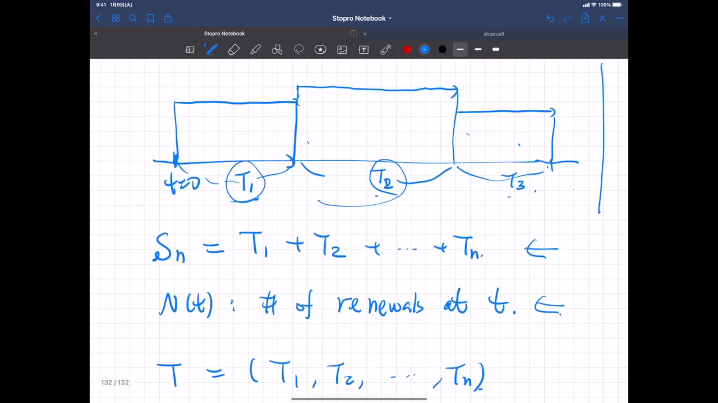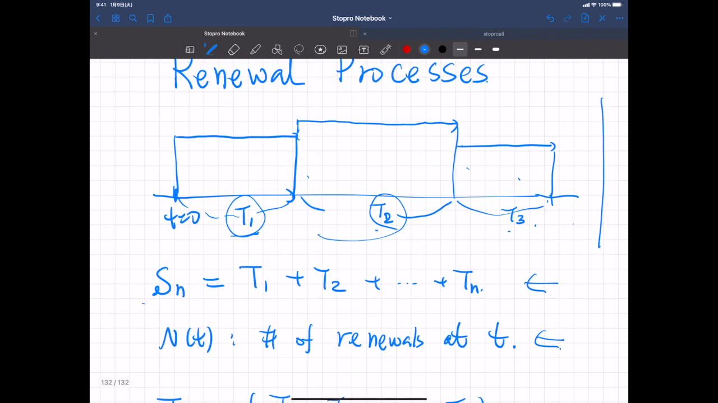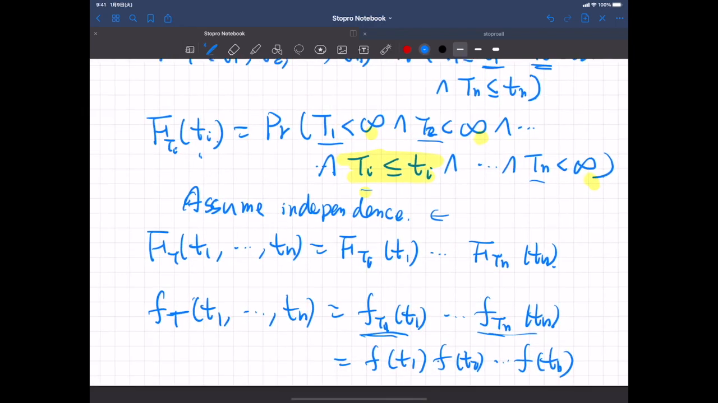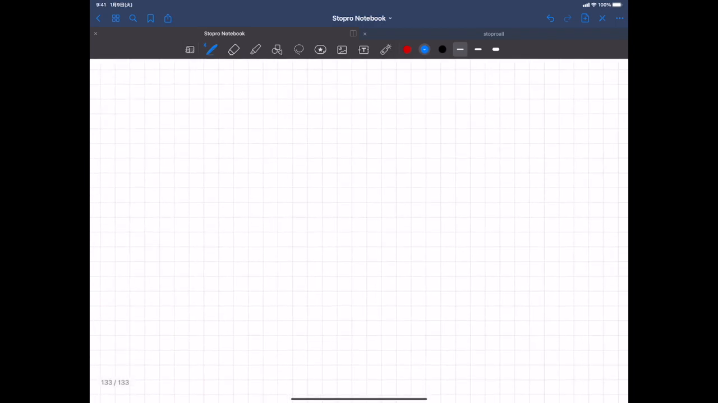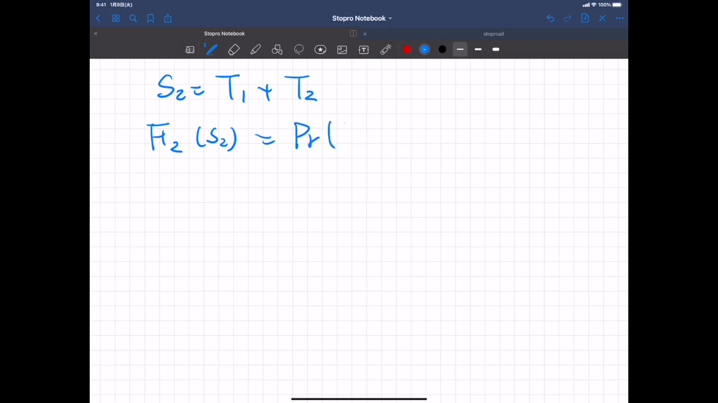Now let's set out to calculate the distribution function of this Sn. But first we start from S2, because that's easier. That is just the sum of two T's, T1 and T2. So its distribution function, let's call it F2, with variable s2, should be the probability that T1 plus T2 is less than or equal to lowercase s2.